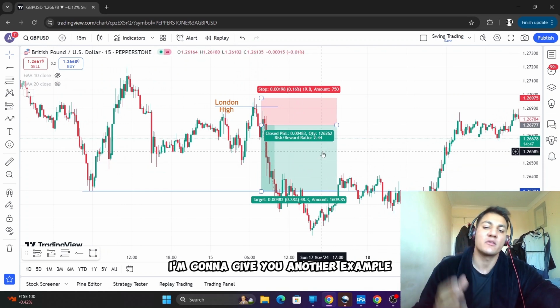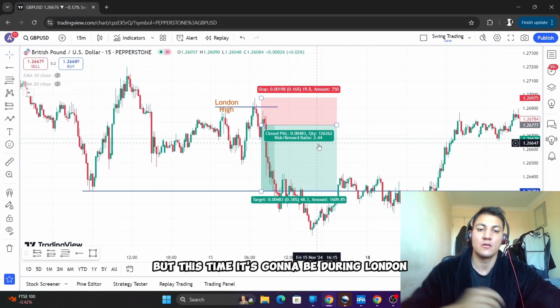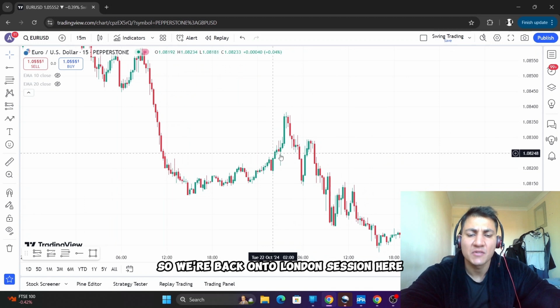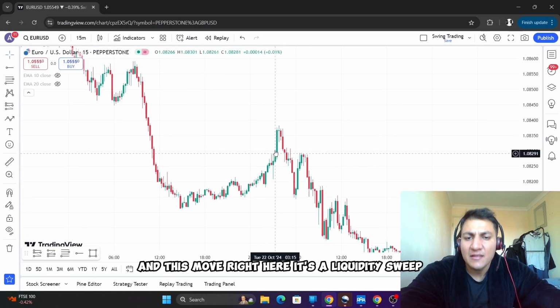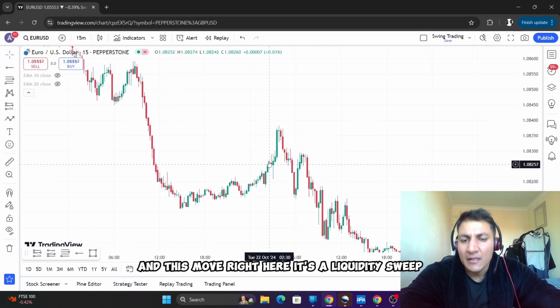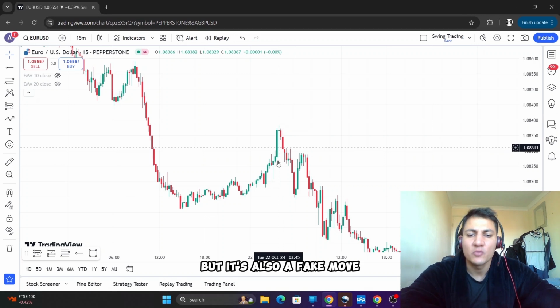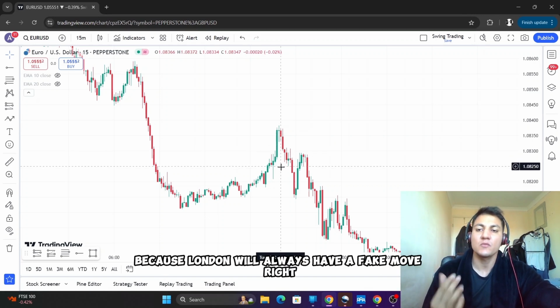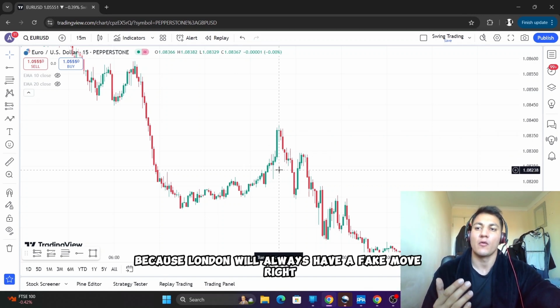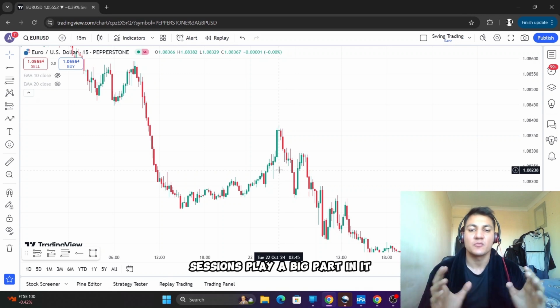I'm going to give you another example, but this time it's going to be during London. Okay, so we're back onto the London session here, and this move right here, it's a liquidity sweep, but it's also a fake move, and it's so important that you understand this, because London will always have a fake move, right? And this is when sessions play a big part in it.